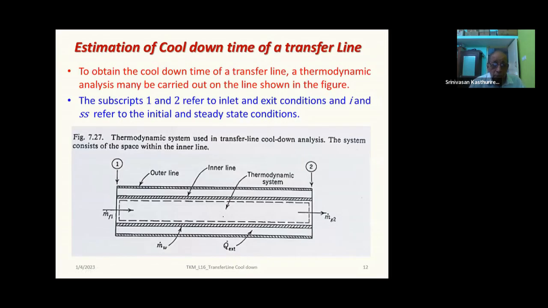Now we are going to discuss the cool down time of a transfer line. So this is what we are going to talk about. How do you determine the cool down time of a transfer line? We take a particular section of a transfer line. Let's say section 1 represents the inlet of the transfer line, and section 2 represents the outlet. For simplicity, we make the transfer line a horizontal tube.